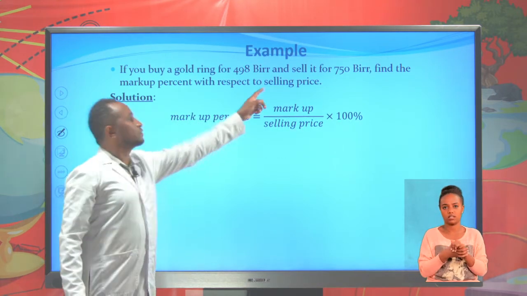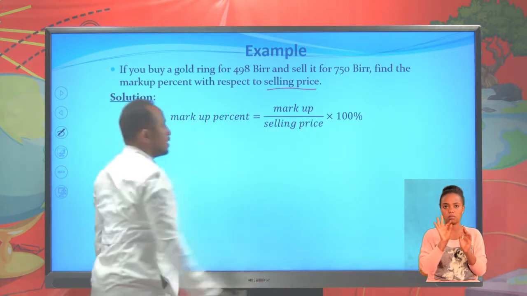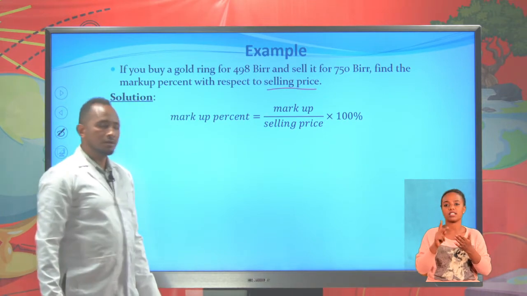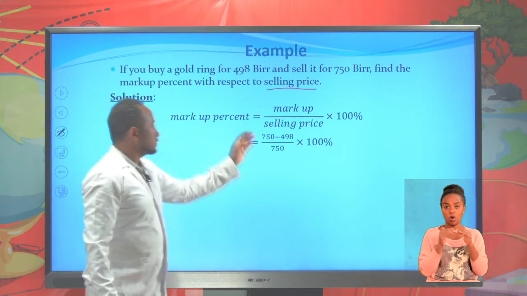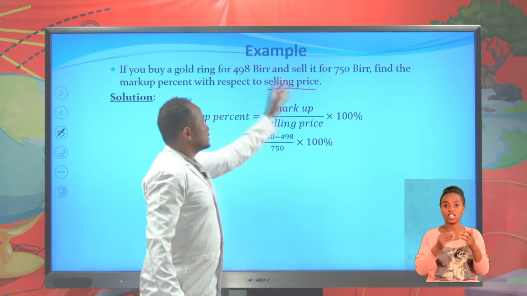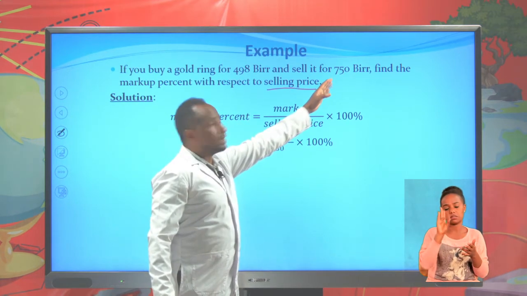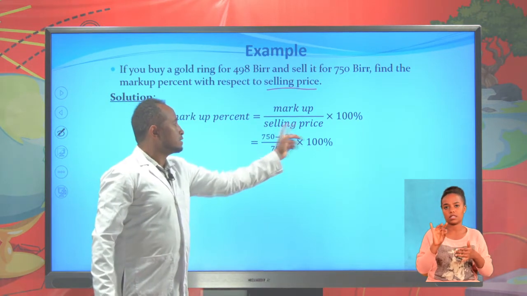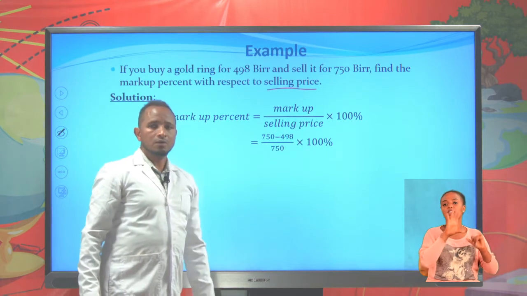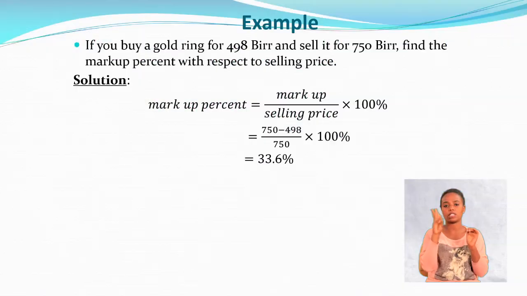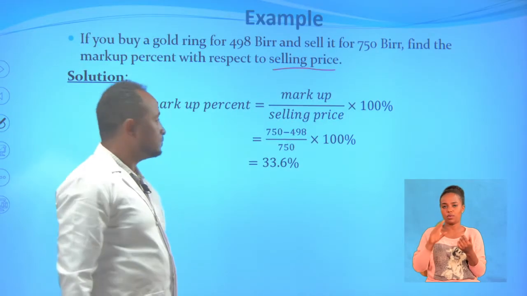Markup percent with respect to selling price is given by markup divided by selling price times 100%. Therefore, this is equal to, markup is the difference between selling price and cost price. The selling price is 750, given here, and the cost is 498. So 750 minus 498, divided by the selling price, that is 750, times 100%. So this is equal to 33.6%. This is the markup percent with respect to selling price.